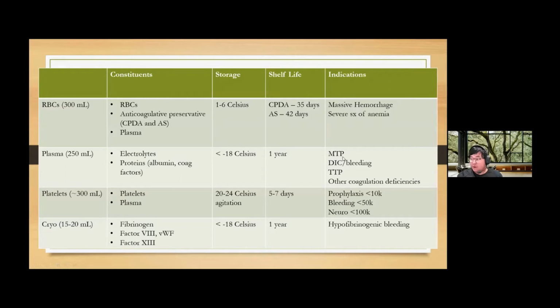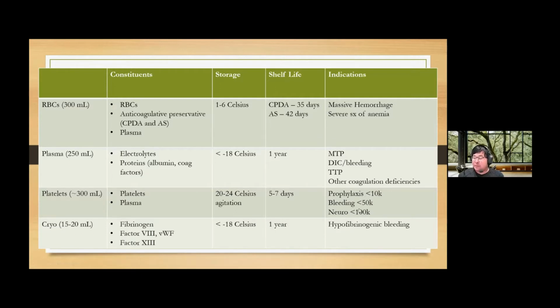So when trauma happens, or other coagulation deficiencies. Platelets, this is actually something you'll see a lot in clinic. For prophylaxis, we don't really want to give platelets to anyone if they have over 10,000 platelets. If their platelet value is 15, we're okay with that. They'll be fine.